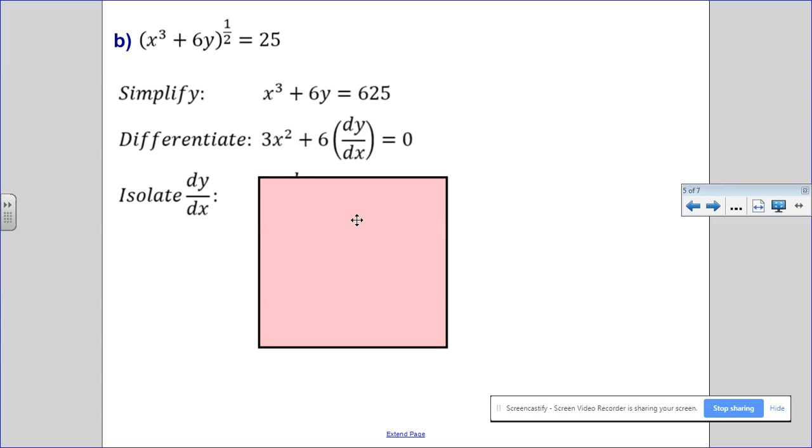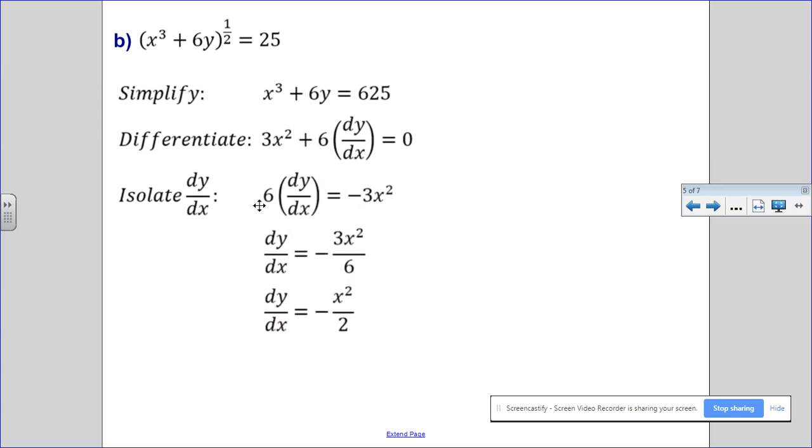We're going to take the derivative, which is 3x squared plus 6 times dy over dx. And since 625 is a constant, the derivative of that is 0. And again, we're going to isolate 6 dy over dx. So we're going to move this 3x squared to the other side, making it negative, and then divide both sides by 6, which once simplified, we end up with negative x squared over 2.